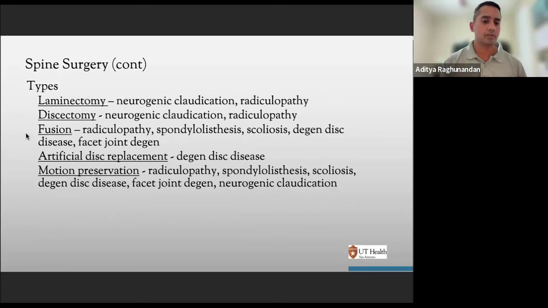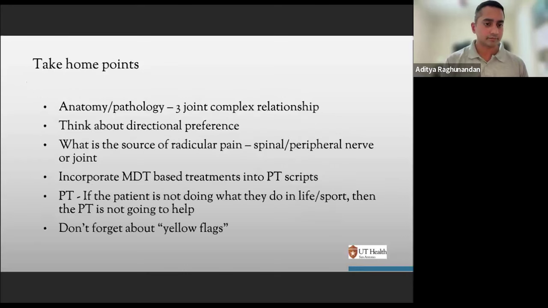A fusion, this is usually someone with an instability, and there's multiple causes for instability. Artificial disc replacements. So cervical spine, there's a ton of evidence for artificial disc replacement, and the lumbar spine literature is catching up to that pretty quickly. So this might be the next wave, as more of a motion preservation type surgery for these patients.